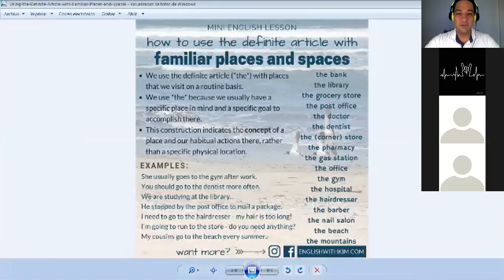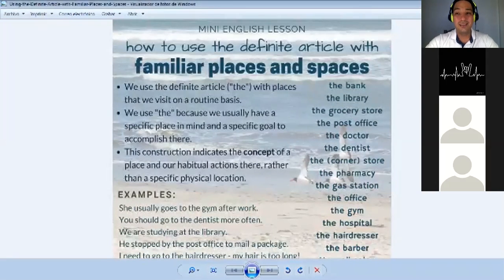Okay, let me show you something really quick, okay? These are the cases when you use... Teacher, is it correct to the gym, entonces? To the gym, yes. ¿Por qué? How to use the definite article with familiar places and spaces. So for example, we use it with places. Let's practice a little bit, okay? Gloria, can you read the first part? Yes, teacher.